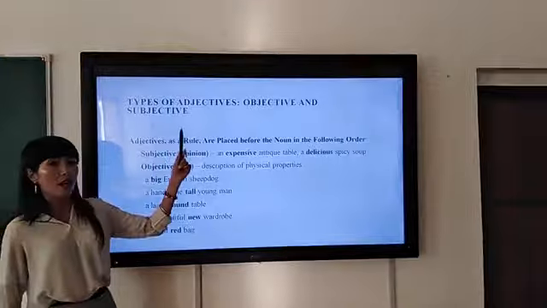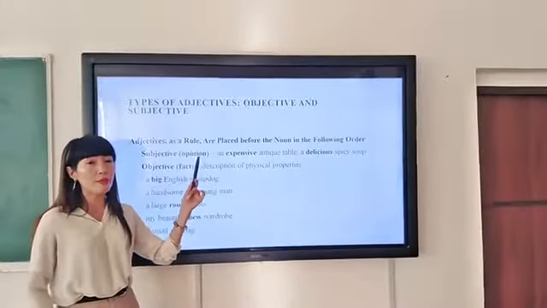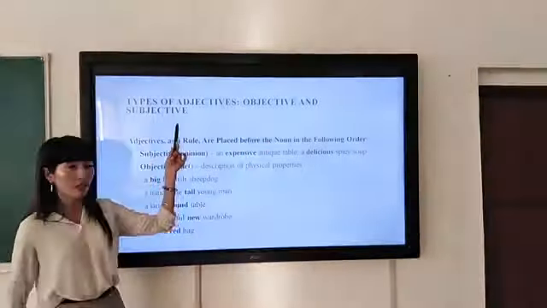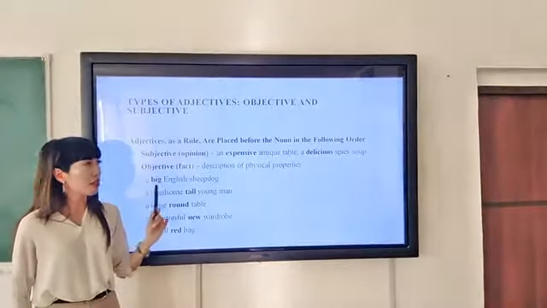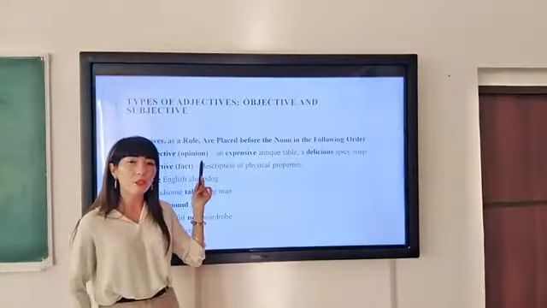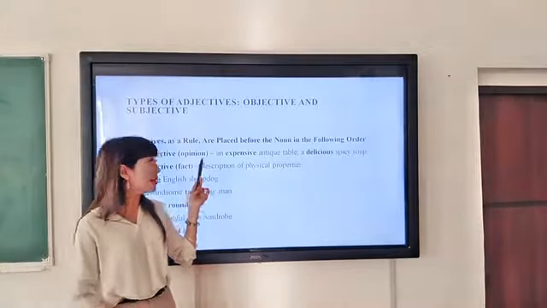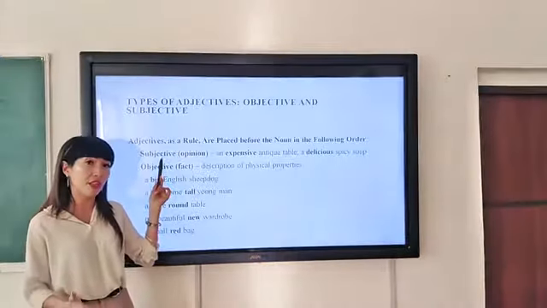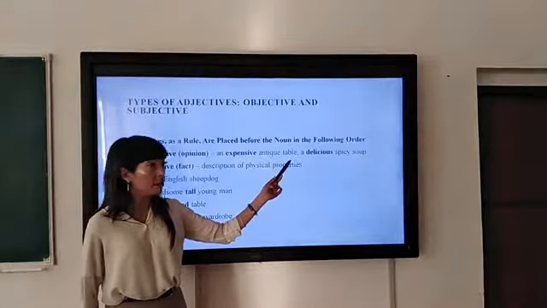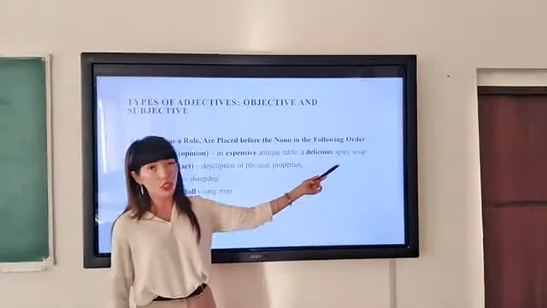So, I'm going to explain about 2 types of adjectives. They are objective and subjective. What does subjective mean? Subjective adjectives are for opinion. When you give your opinion, it means you use a subjective adjective. So, for example, an expensive antique table or delicious spicy soup.